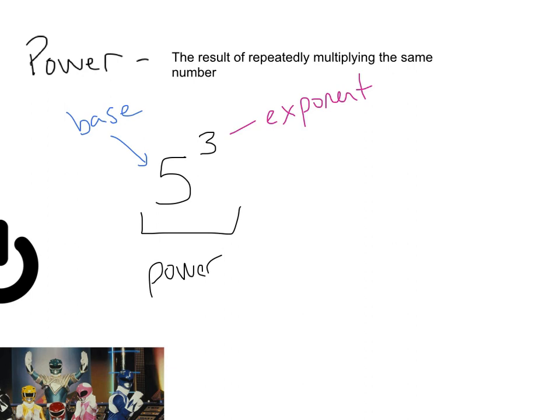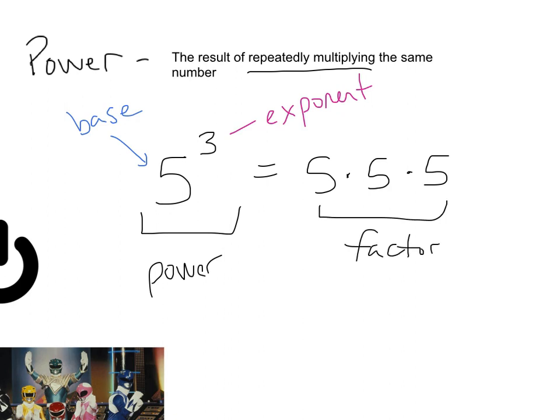And we could also write this power in repeated multiplication, as we talked about in the definition, 5 times 5 times 5, and we would call these things here factors. So really I'll change my definition there to say same factor instead of same number. Okay? And I forgot, we'll call this thing item number 1 and move on to item number 2.